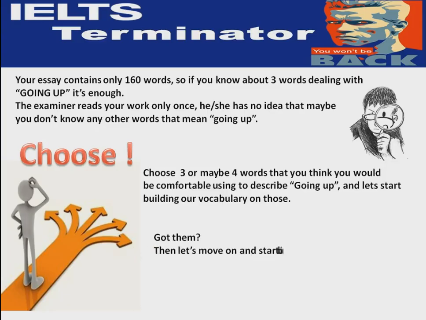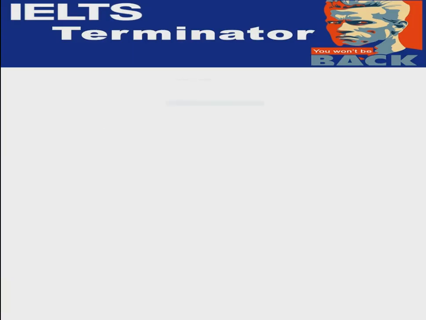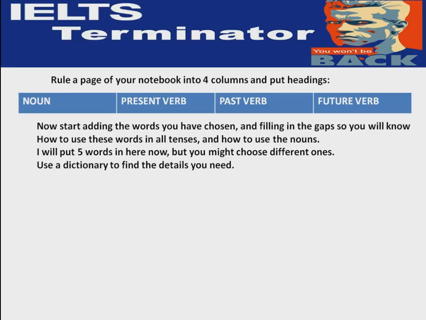Got them? Then let's move on and start building our vocabulary. We are going to be really good writers. If you don't already have a notebook for your vocabulary, now would be a good time to get one. Rule a page of your notebook into 4 columns and put headings: noun, present verb, past verb, future verb. Now start adding the words you have chosen and filling in the gaps so you will know how to use these words in all tenses and how to use the nouns.